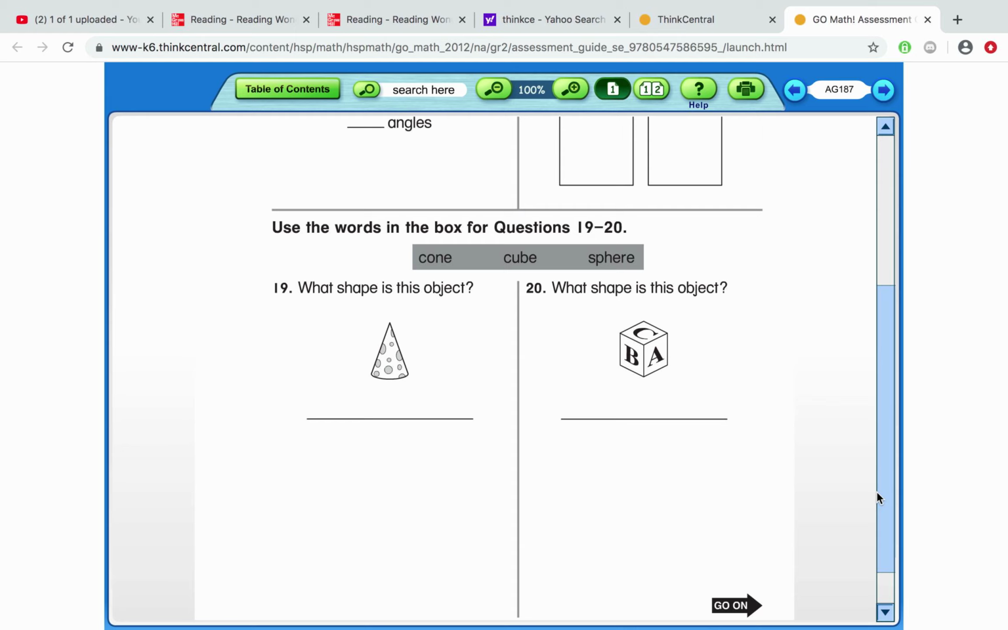Here's a little word bank for 19 and 20. You're going to use the words in the box for questions 19 through 20. Cone, cube, and sphere. I see 3 choices, but only 2 questions, so there's going to be one we don't need to use. Number 19, what is this object? Looks like a birthday hat. Is it in the shape of a cone, a cube, or a sphere? Go ahead and write your answer.